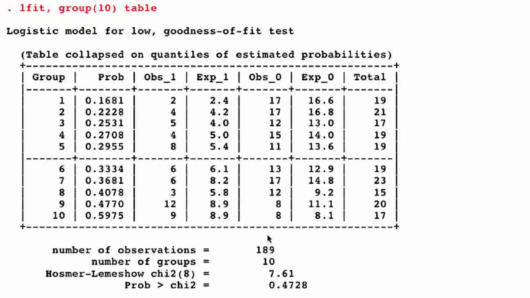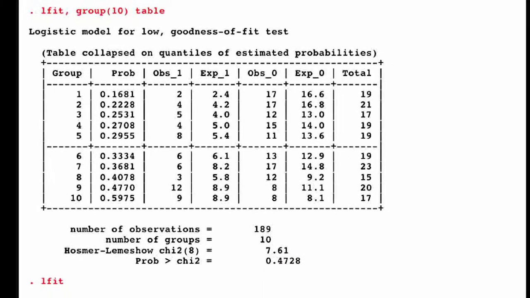And again, that's indicated here when they do this test statistic with 8 degrees of freedom. The statistic is 7.61, and the p-value is 47.28%. So 0.47 is a big p-value, again suggesting that this model fits the data.